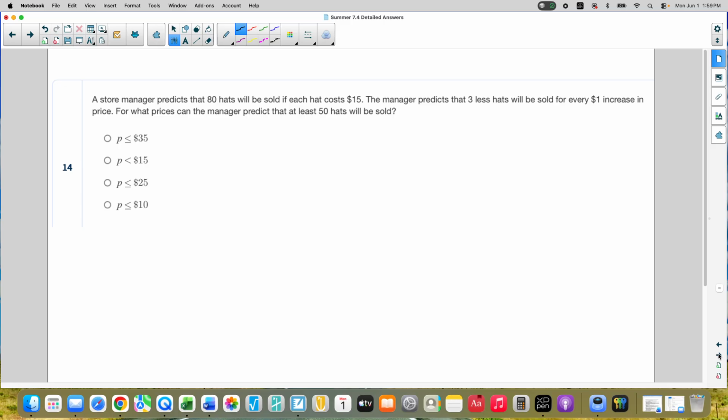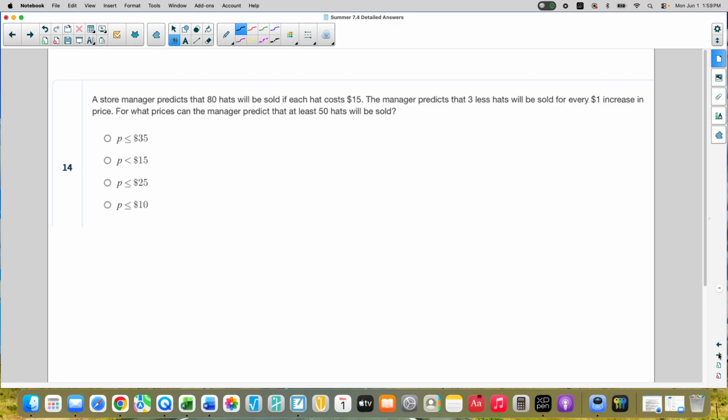Number 14. A store manager predicts that 80 hats will be sold if each hat costs $15. The manager predicts that 3 fewer hats will be sold for every $1 increase in the price. For what price can the manager predict at least 50 hats will be sold?